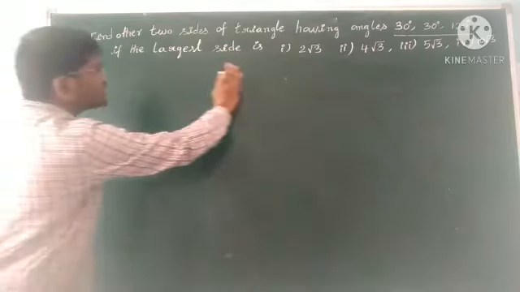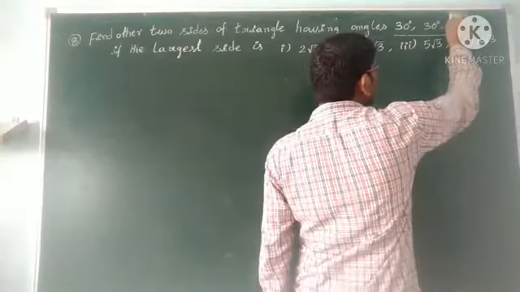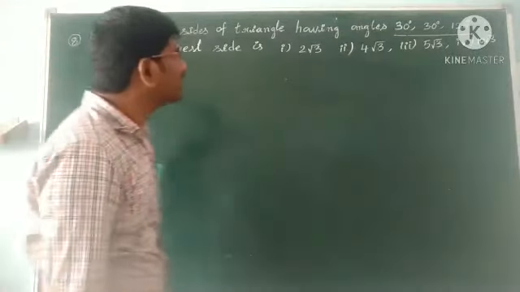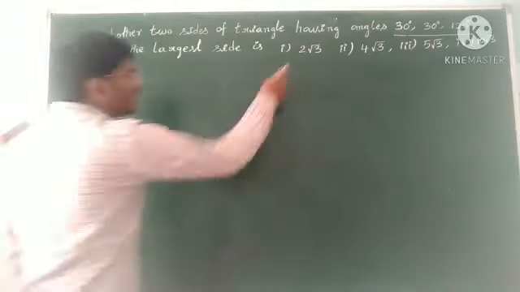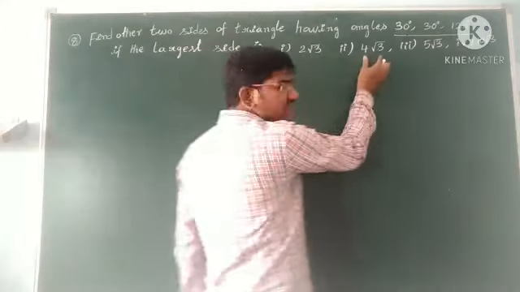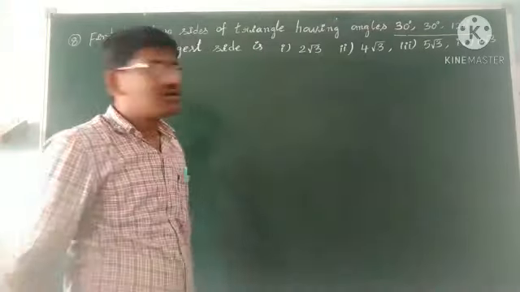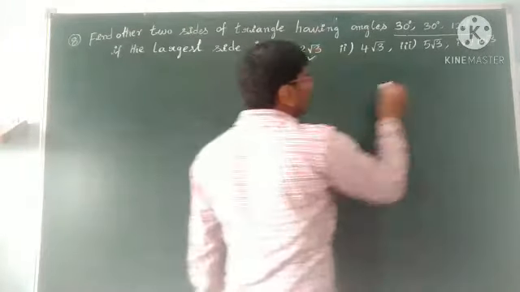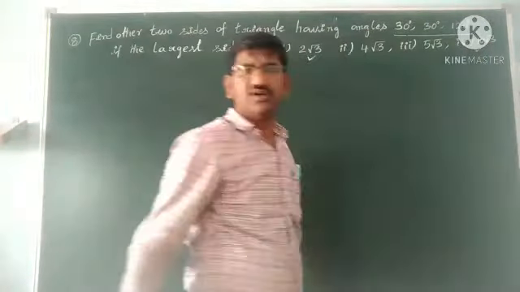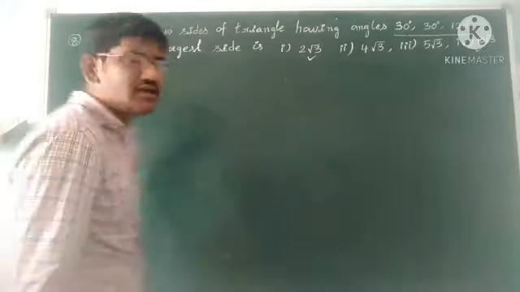If the largest side is given, the largest side means the side opposite to the 120 degrees angle. The largest side is given: for the first problem we take 2 root 3 meters, for the second problem 4 root 3 meters. I will teach one or two problems, and the rest of the problems you have to do. Okay students, now see the solution.